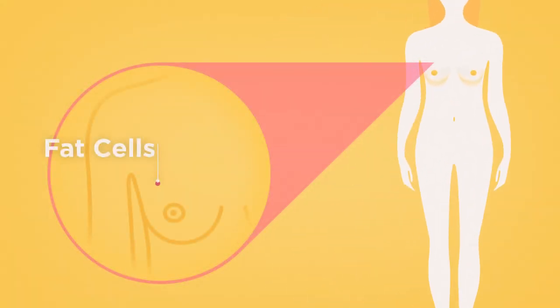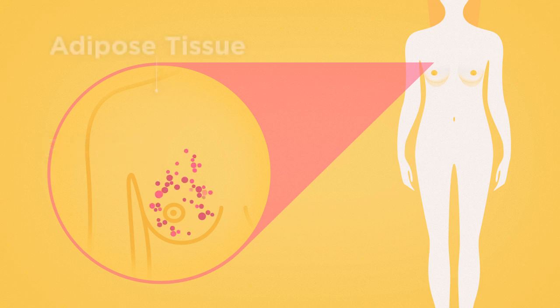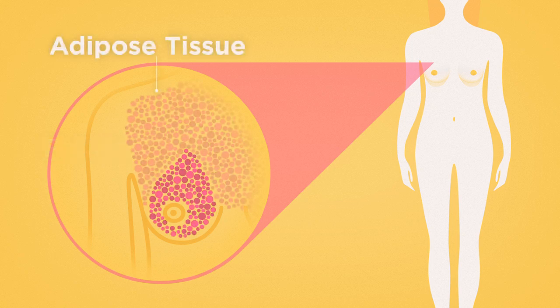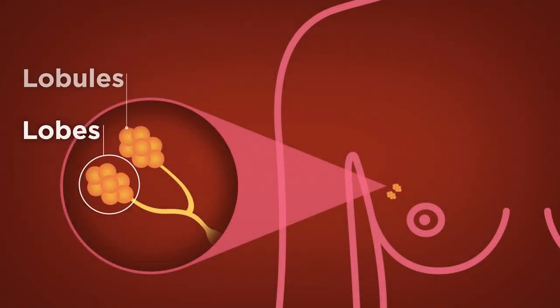The female breast is mostly made up of a collection of fat cells called adipose tissue. This tissue extends from the collarbone, down to the underarm, and across to the middle of the ribcage. There are also areas called lobes, lobules, and milk ducts.